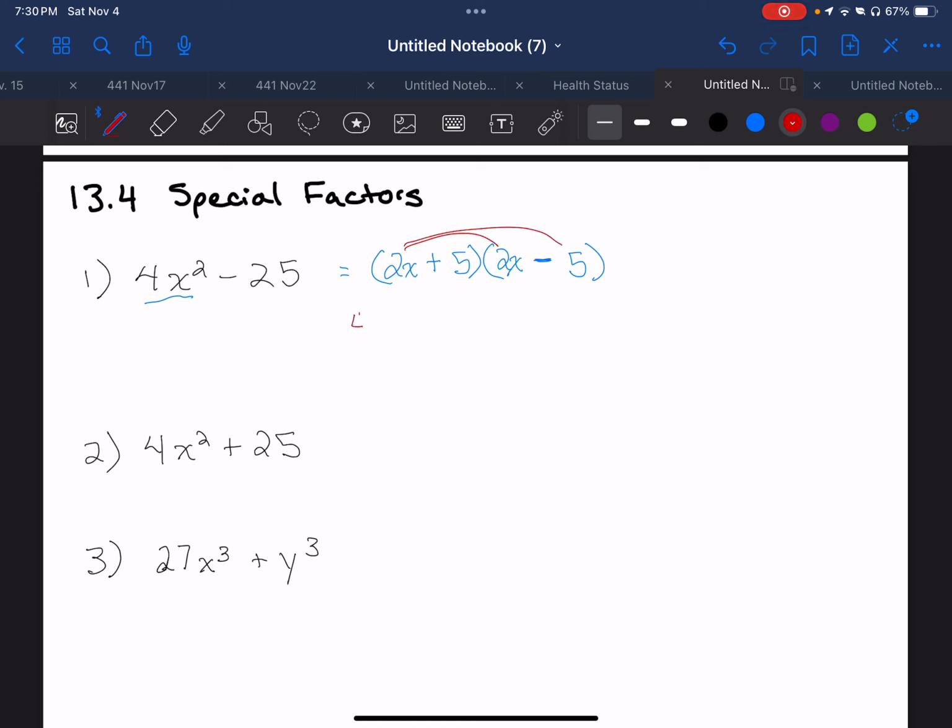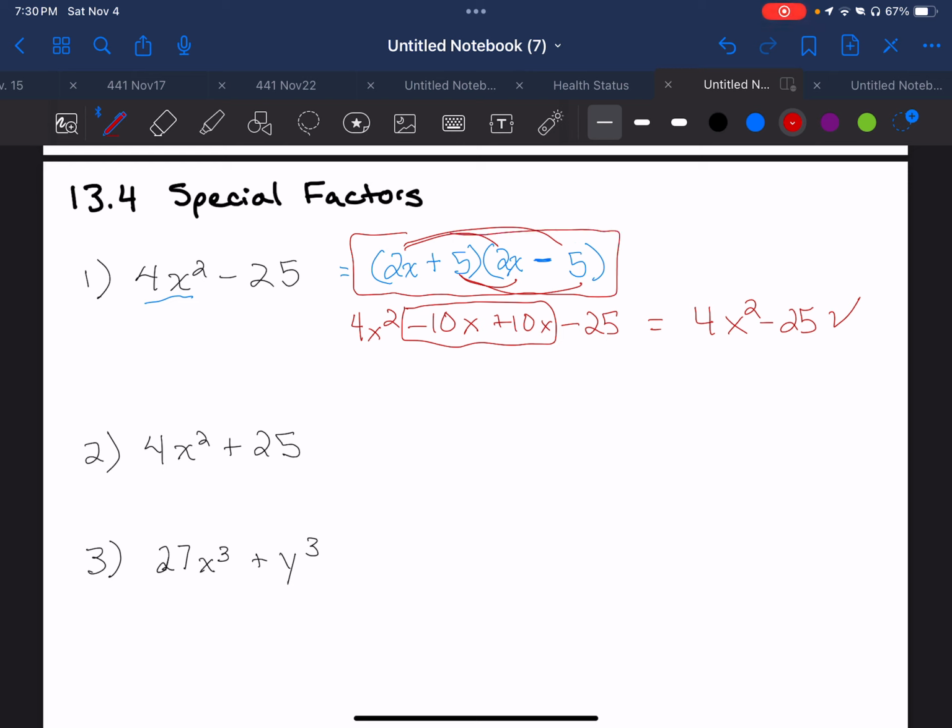we get 4x squared minus 10x plus 10x minus 25. These middle terms cancel each other out, so we get 4x squared minus 25. That checks out. This is our answer. Notice it's kind of symmetrical: 2x plus 5 times 2x minus 5. You don't need to memorize it. You can reason your way through it. That's the safest thing. Number 2, 4x squared plus 25.